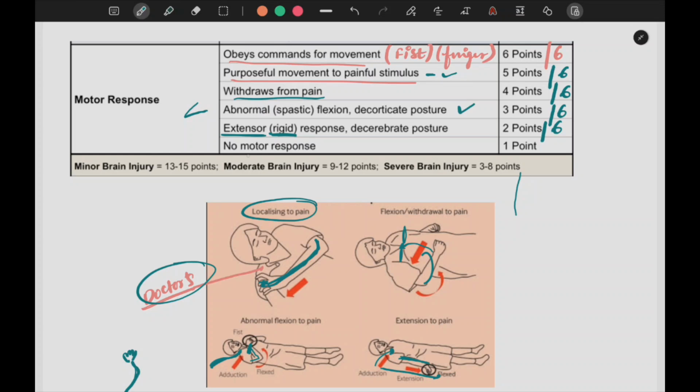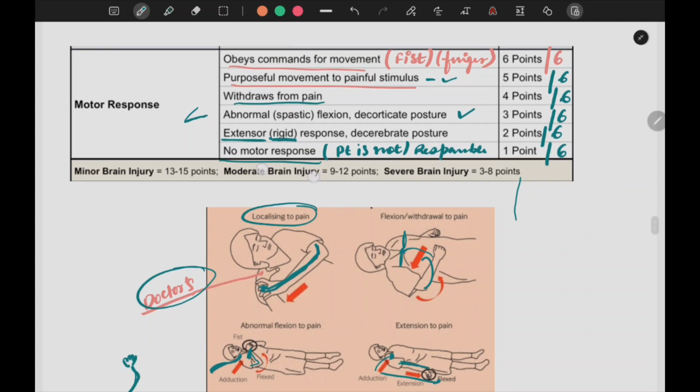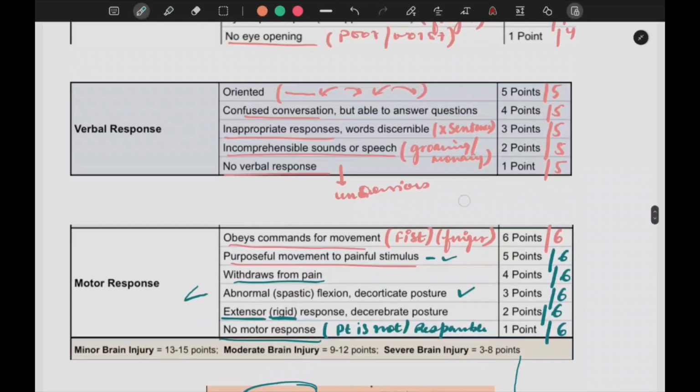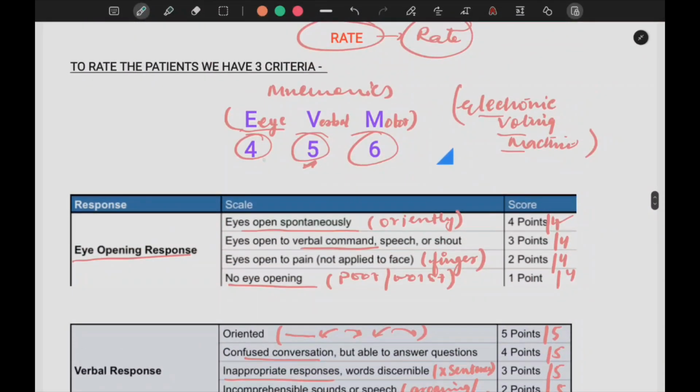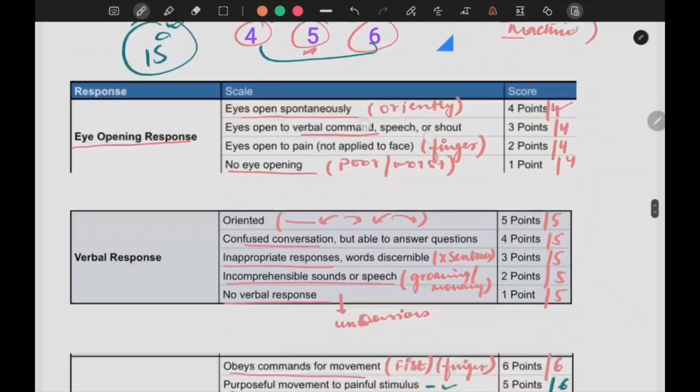Lastly, what we have is a no motor response. No motor response, very easy to understand. Patient is not responding at all. That is what you say as a no motor response. Here we are going to give a score of 1 on 6. So basically what you have to remember, when you calculate all these different scores, it comes out to be a total of 15. So we can say when we are giving a rating, we have to give a rating out of 15.